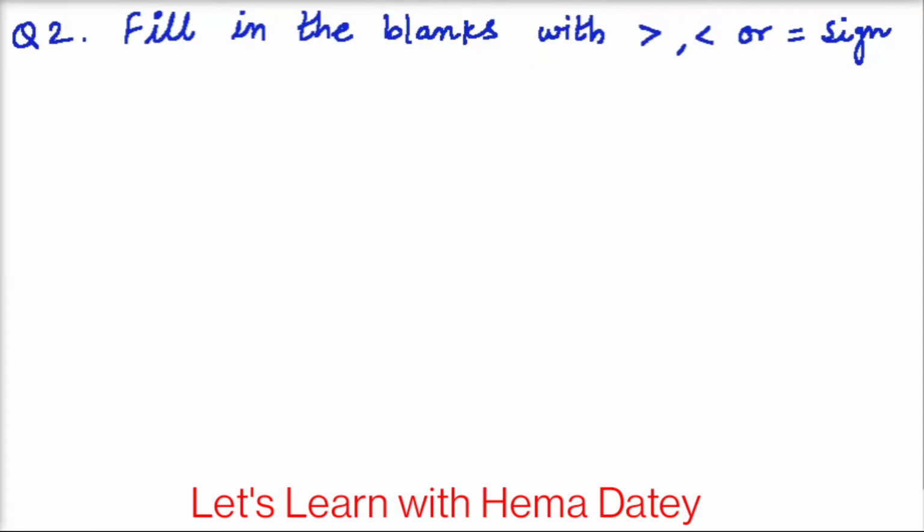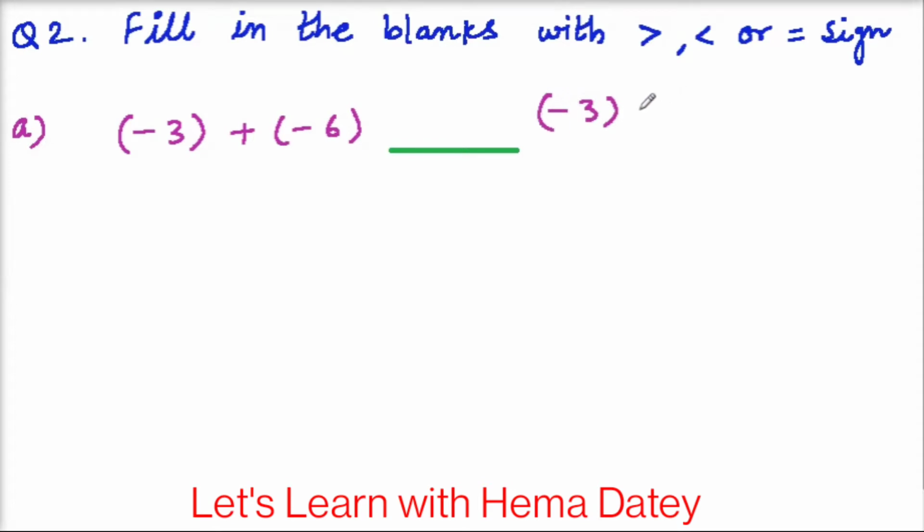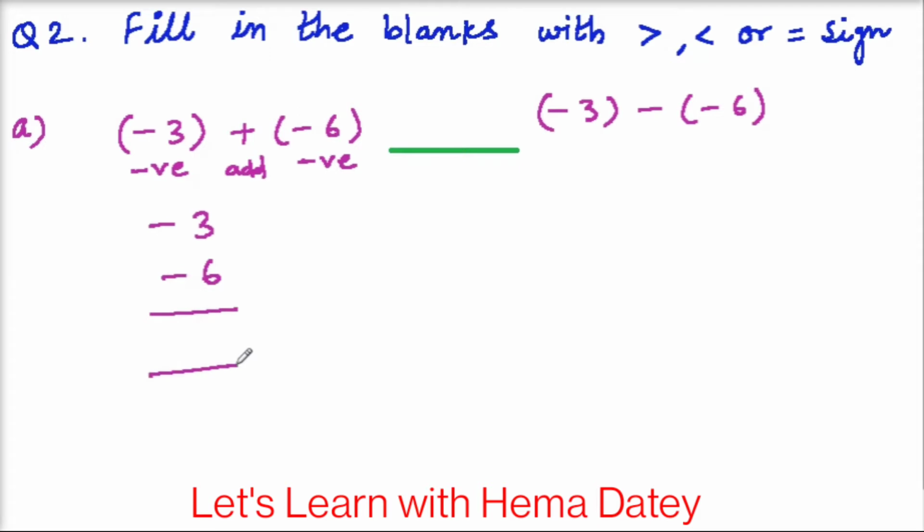Here question number 2, part A is -3 plus -6 blank -3 minus -6. We have to check whether the left side is greater or smaller. The first integer -3 is a negative integer, -6 is also a negative integer. We have to add both of them. So we'll get -3 -6. The numbers will be added, it will be 9 and the sign will be common. We'll add the numbers 3 and 6, 9 and the sign will remain same. So sign will be minus.